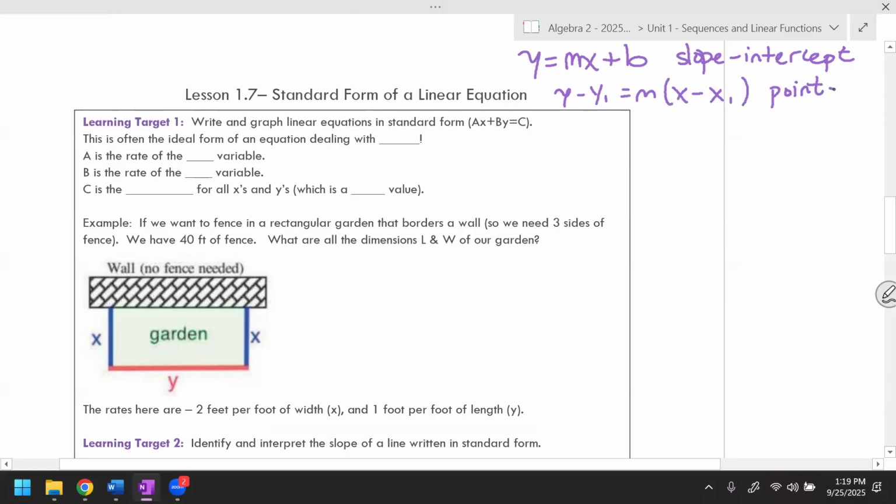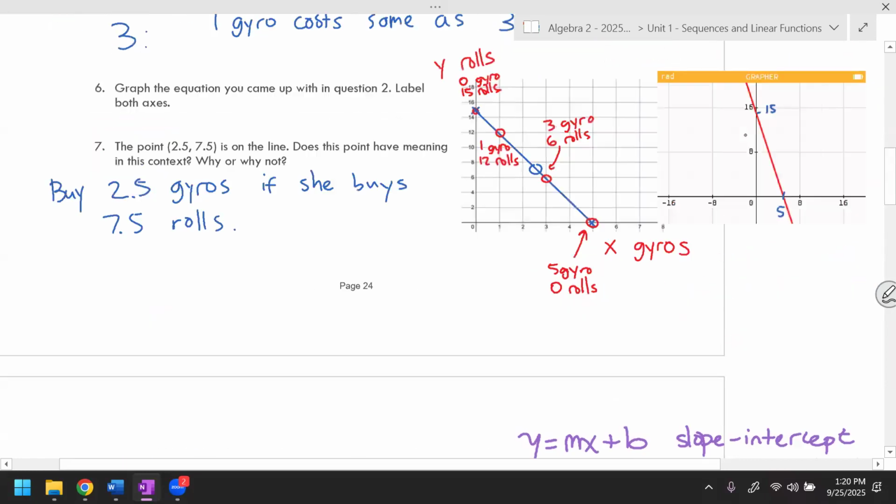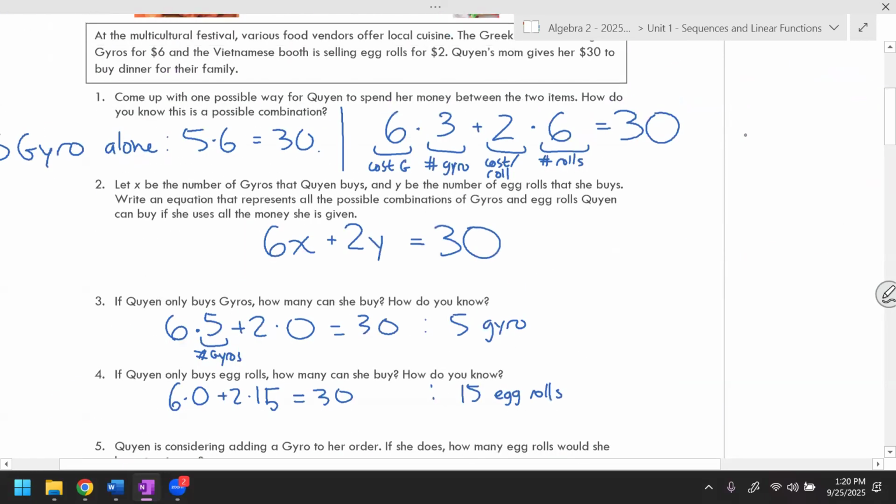We now have a third form that we want to be able to work with, and that is standard form, ax plus by equals c, just like we had up here: 6x plus 2y equals 30. What's a? What's b? What's c? 6 is a. What's b? 2. Yeah, 30 is c.